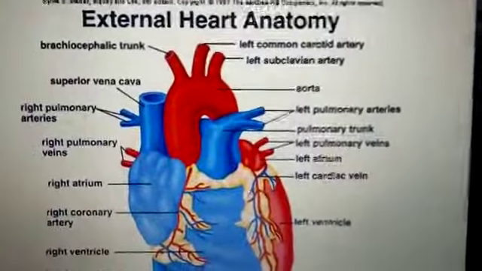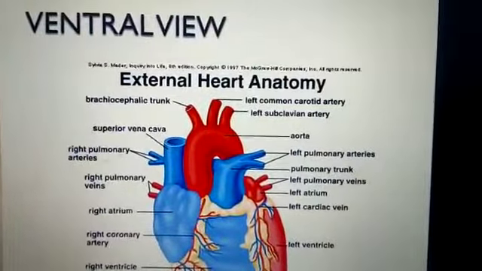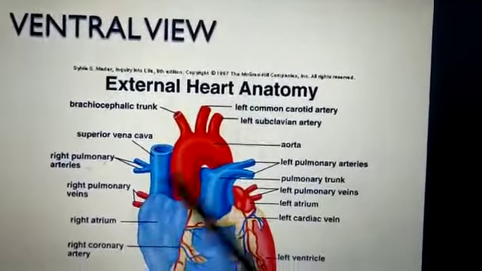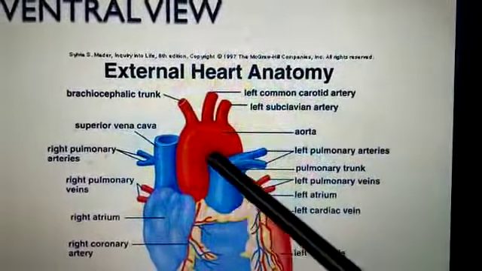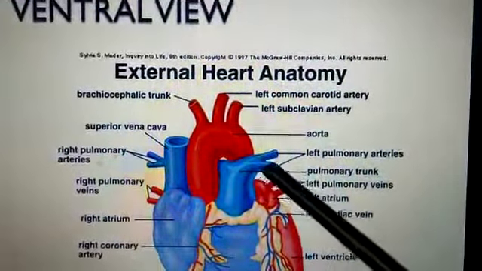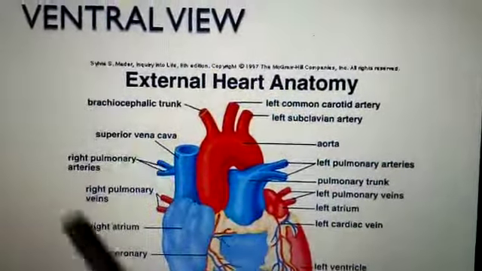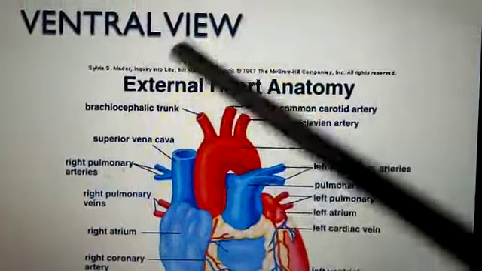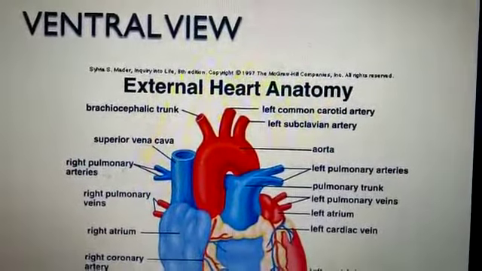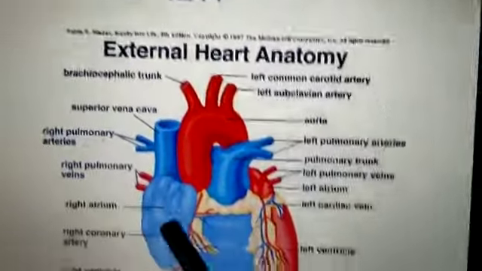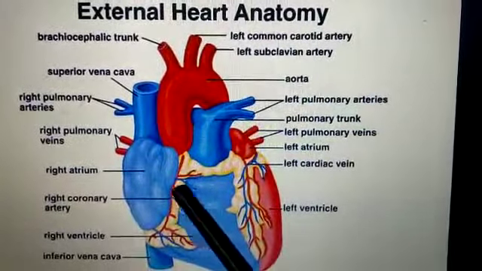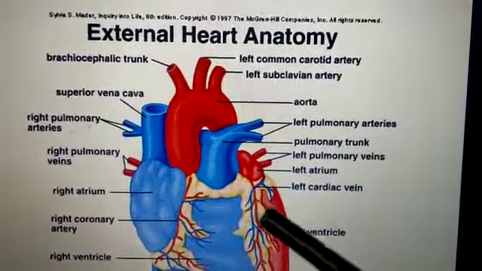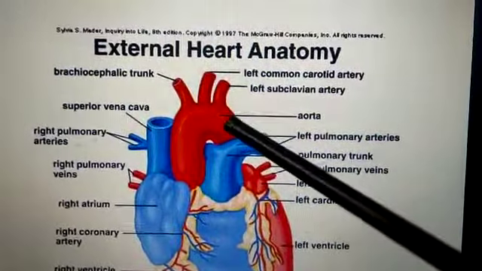Now, which are the features that you can see in the ventral view of heart? The ventral surface shows pulmonary trunk which bifurcates into left pulmonary arteries and right pulmonary arteries. There is also this aorta, which is called as systemic aorta. Pulmonary trunk arises from the right ventricle and systemic aorta arises from left ventricle.